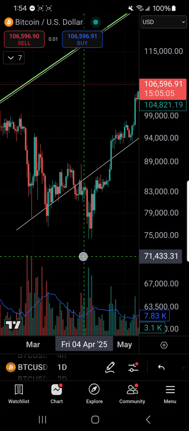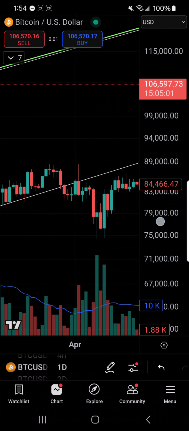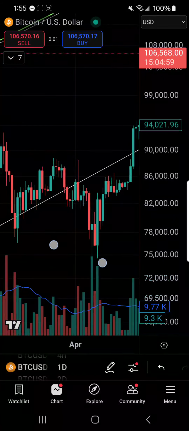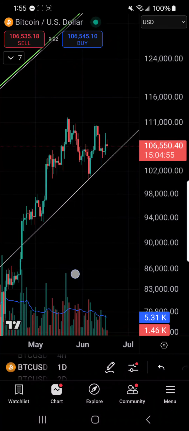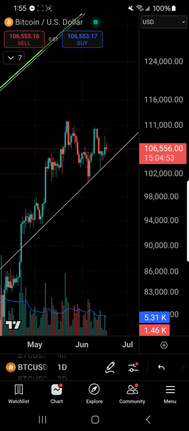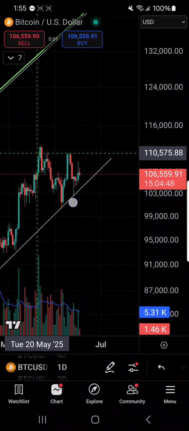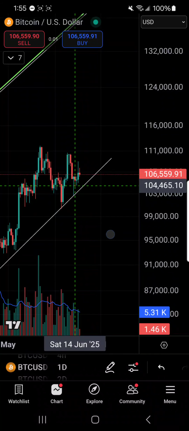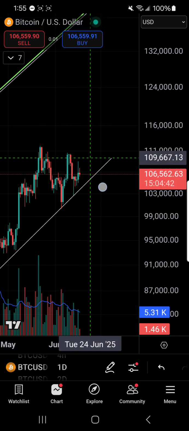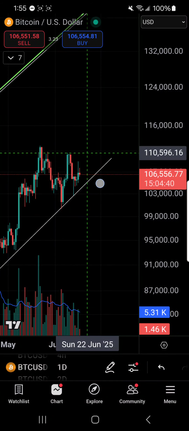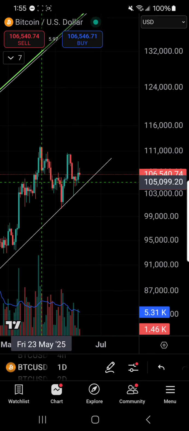And subsequently, why we came to these other points as well. Anyway, so this wave 2 correction is an A, B, C. It's done. And now we are beginning wave 3 within this larger wave 3.